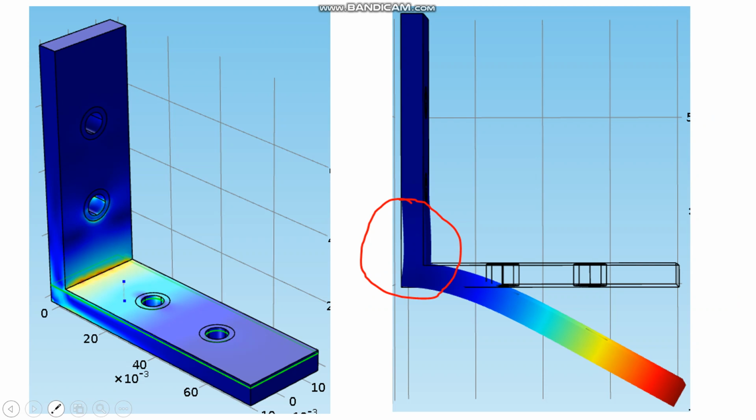Here are the stress and displacement results from the COMSOL model. The bracket deforms as expected. I highlighted the area against the wall to show that it is free to move, which is how a real bracket would behave.